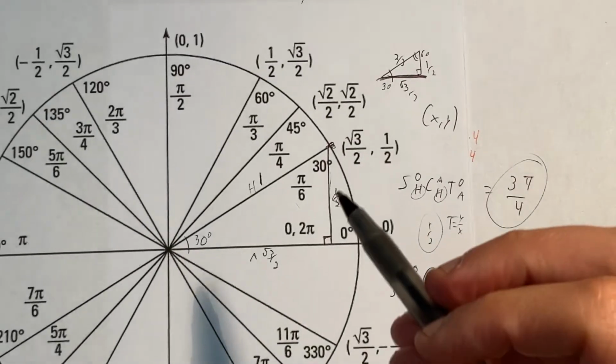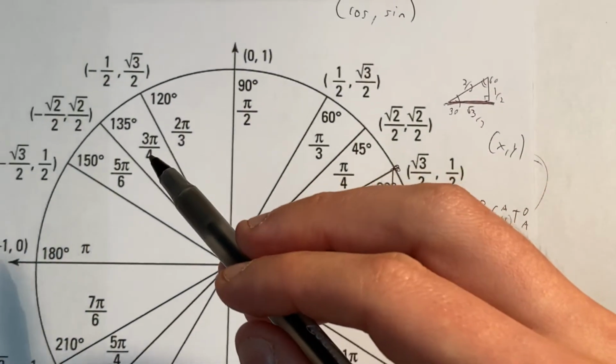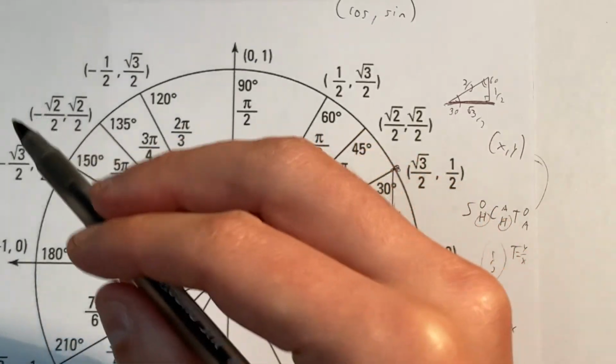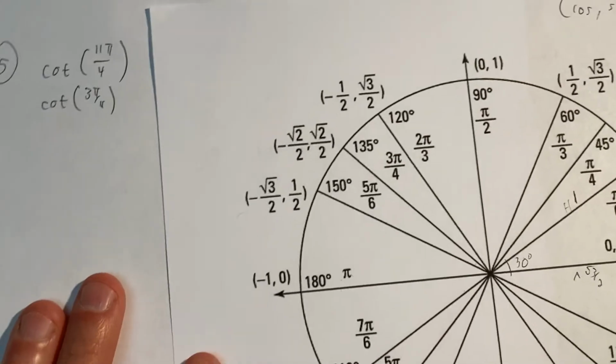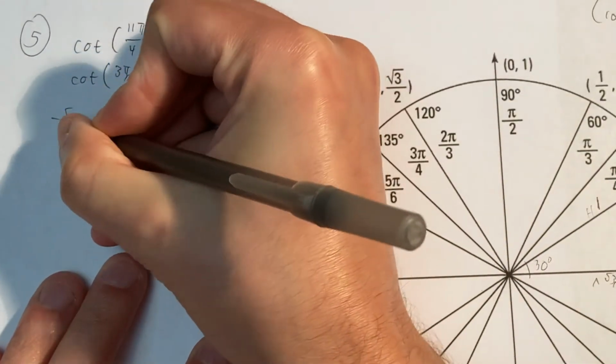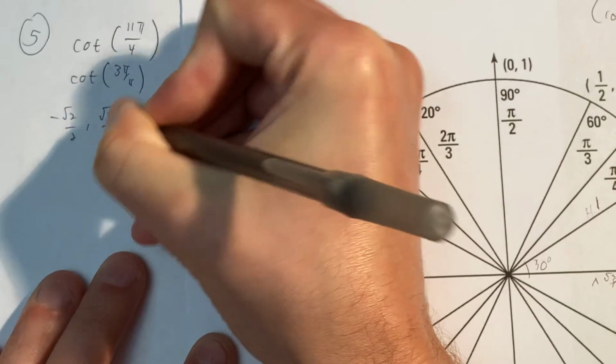And 3 pi over 4 is right there. 3 pi over 4 is this point right there: negative root 2 over 2, comma, root 2 over 2.